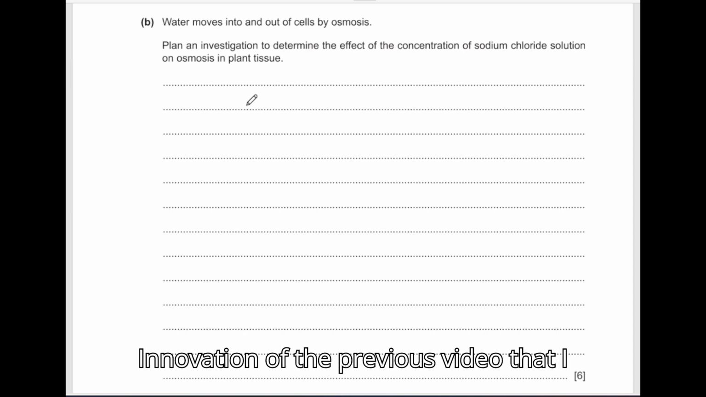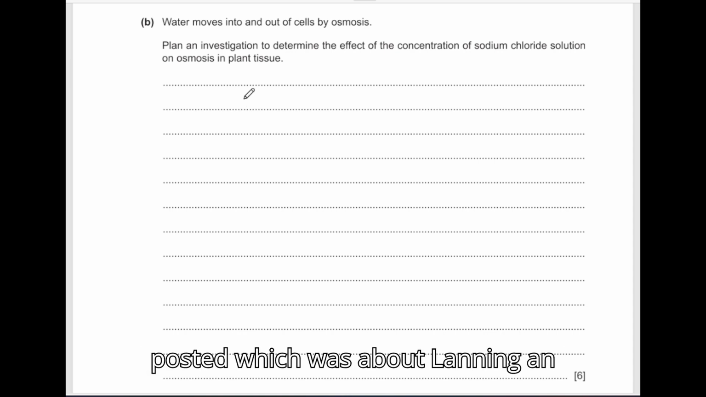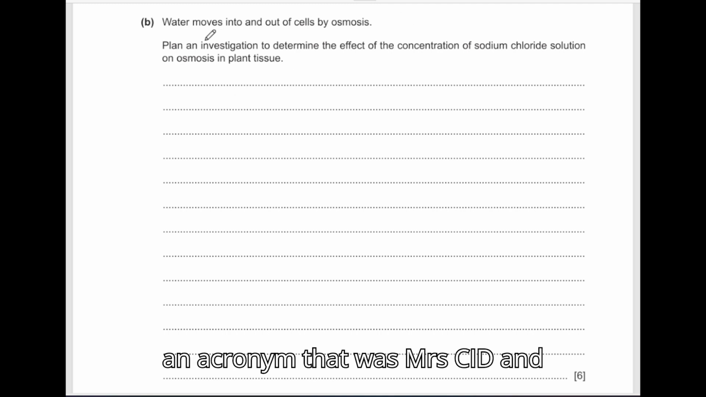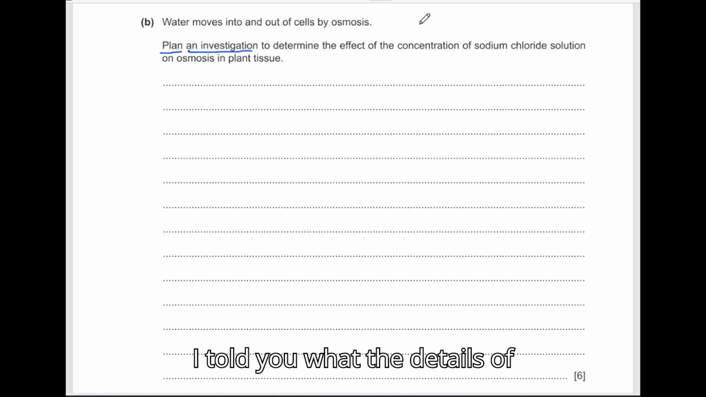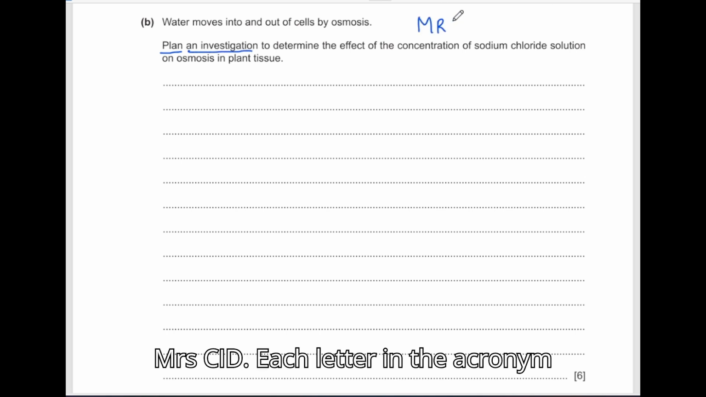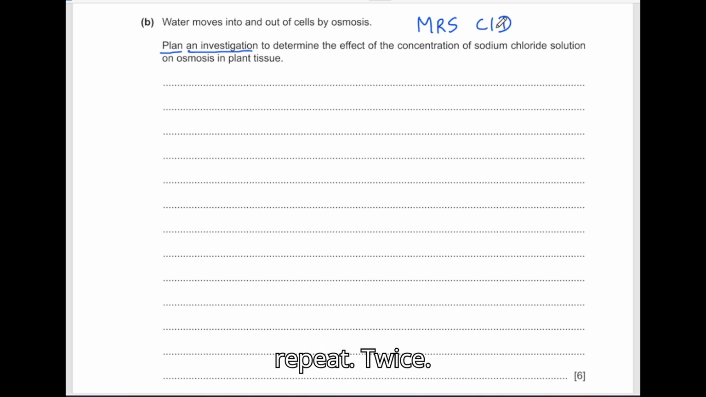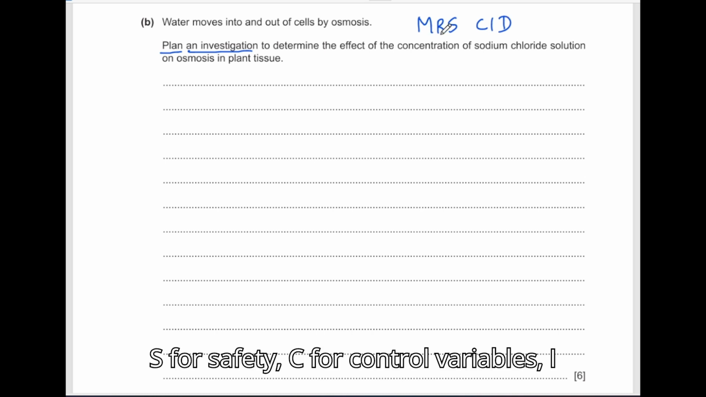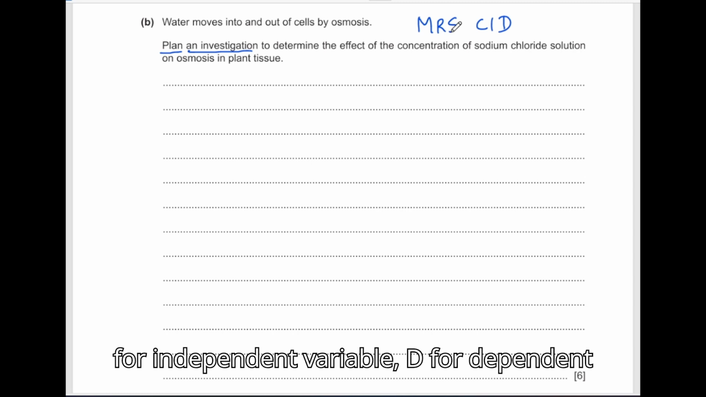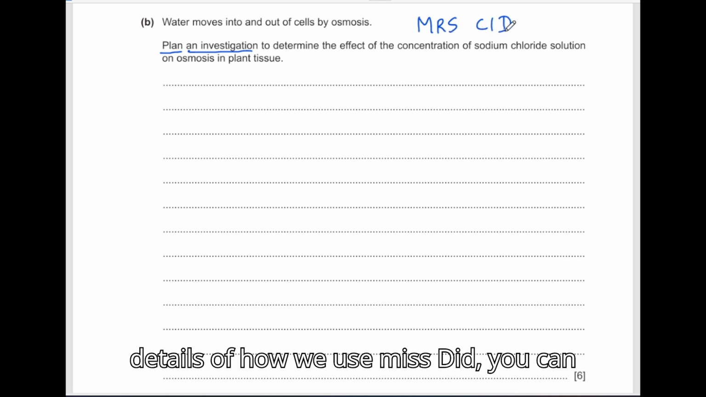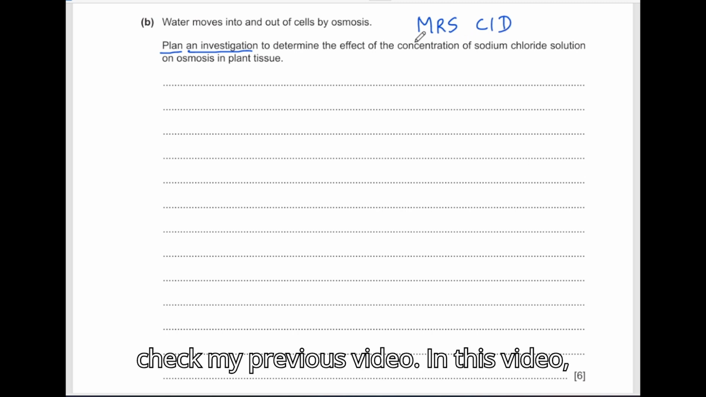This is a continuation of the previous video that I posted, which was about planning an investigation question, where I gave you an acronym that was Mrs. CID. And I told you what each letter in the acronym stands for: M for method, R for repeat twice, S for safety, C for control variables, I for independent variable, D for dependent variable. So if you want to check the details of how we use Mrs. CID, you can check my previous video.